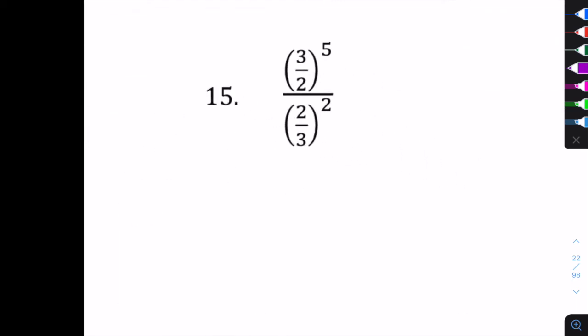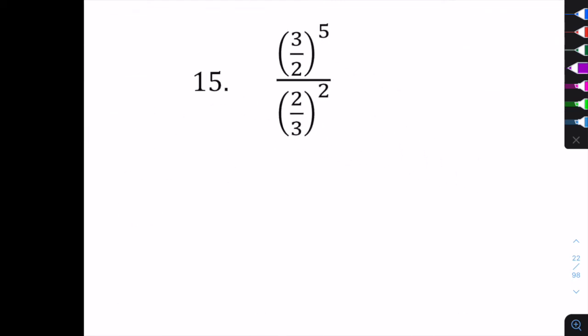All right, when we look at number 15, however, we're like, look, the bases are different. We've got 3/2 in the numerator and 2/3 in the denominator. Those aren't alike, so I guess we're done. We can't combine them. We can't use the quotient rule. I know you got excited about that, but guess what? We have a few tricks up our sleeve.